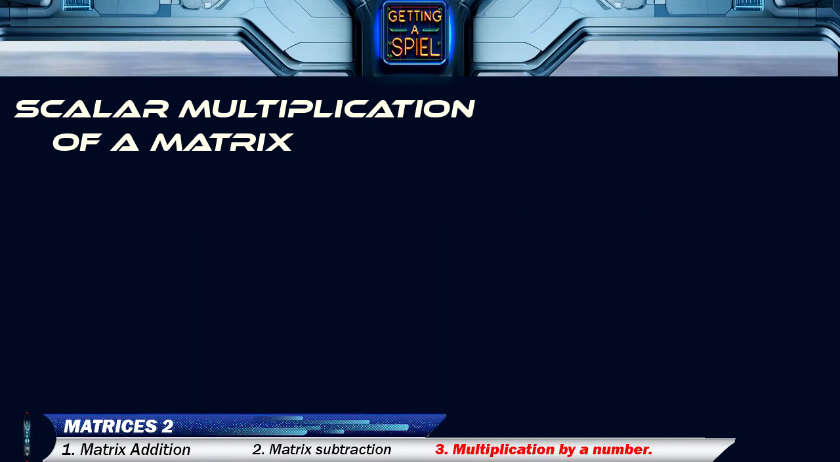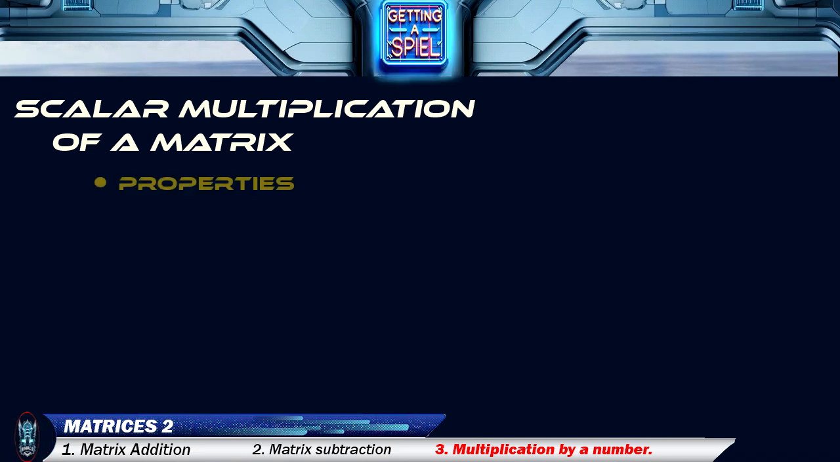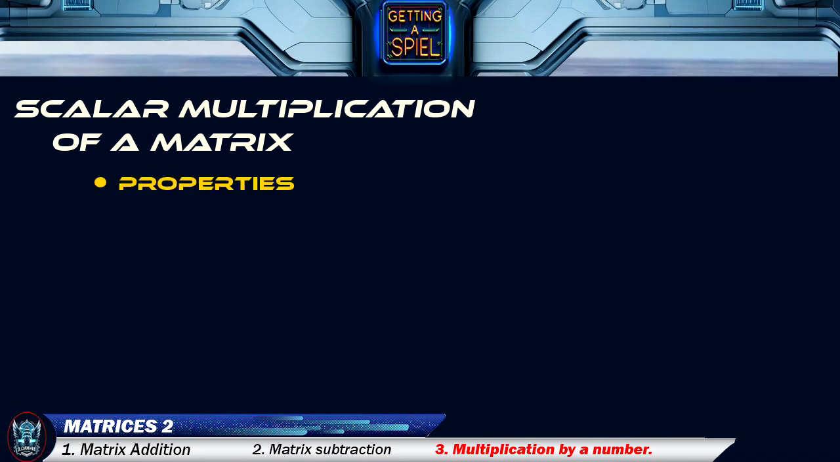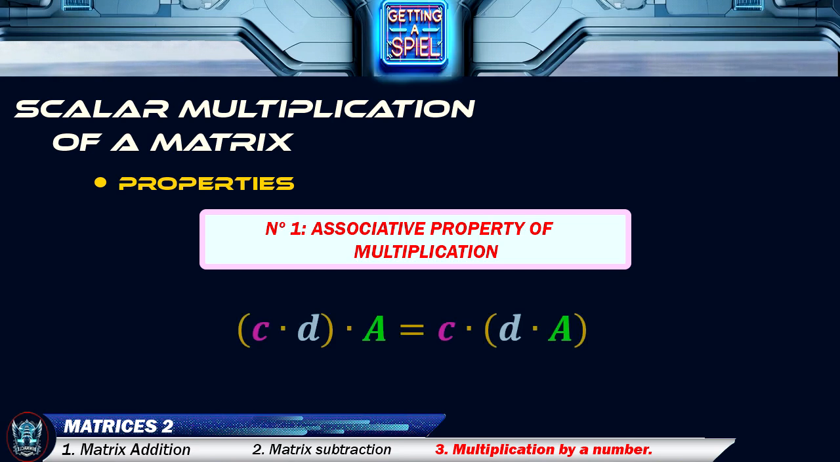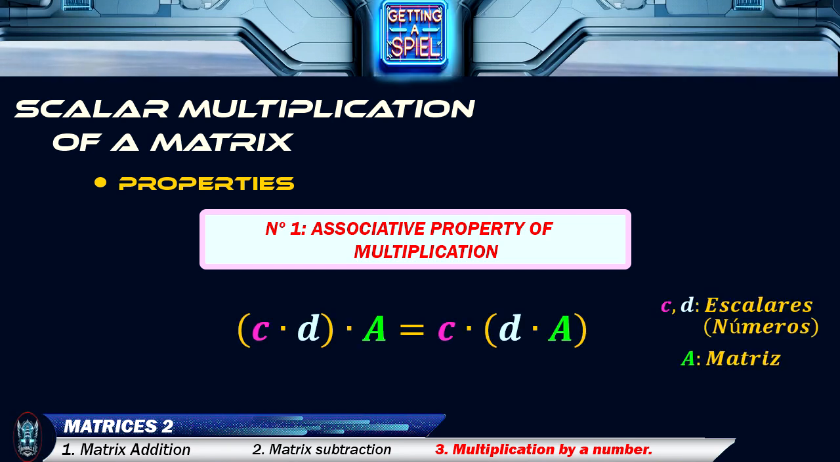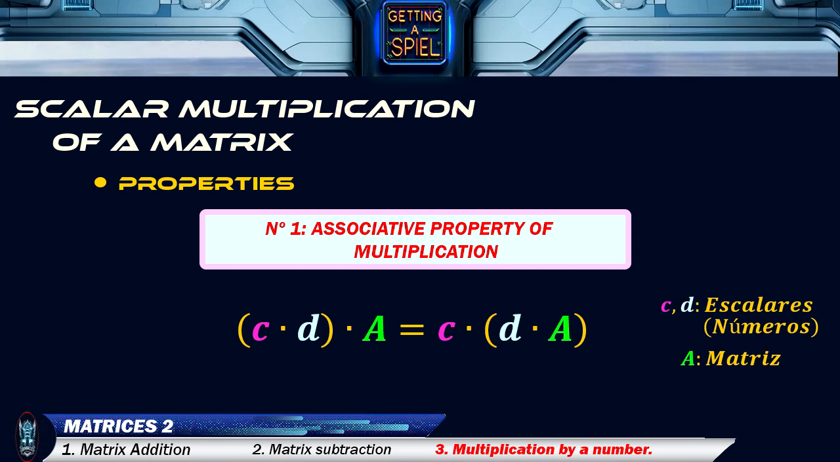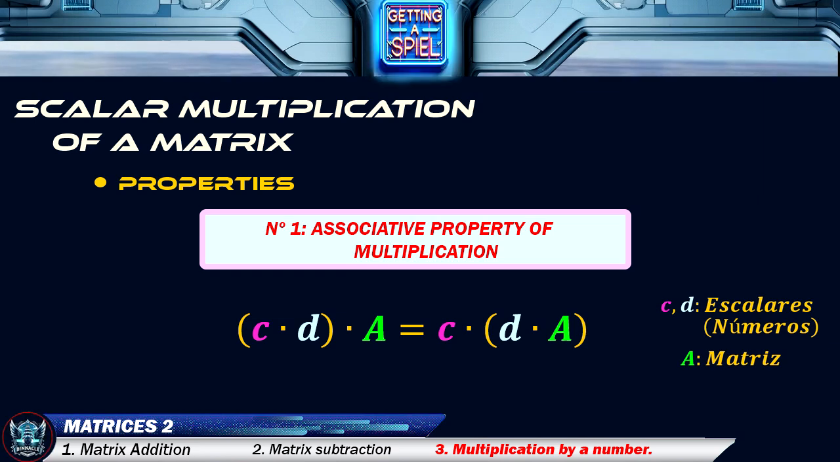Just as I did with addition, and without intending to bore you, it is my duty to inform you about the properties of this new operation. You will see that, with what you just learned, they will be very easy for you and will allow you to stand on solid ground. The first of these is the associative property of scalar multiplication. Multiplying the numbers C and D first, and then multiplying the result by matrix A, is the same as multiplying the number D by matrix A first, and then multiplying the result by the number C. Intuition surely invites you to think that this is true.